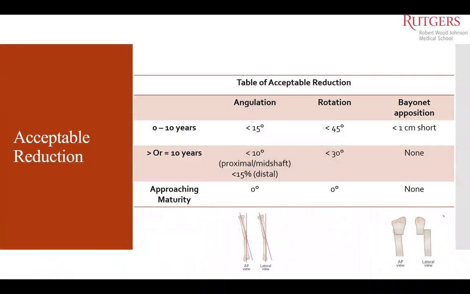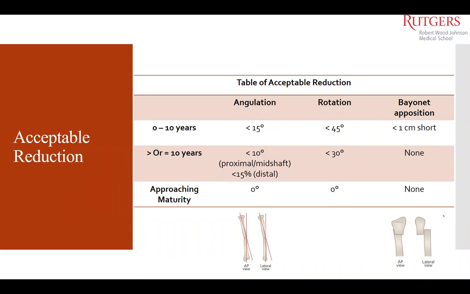So if we're doing non-operative or operative management, we have acceptable reduction guidelines. These guidelines are commonly attributed to Noonan and Price. They're well accepted across pediatric orthopedic surgeons. For 0 to 10 years, you have a lot of remodeling potential, so you can accept greater degrees of angulation, rotation, and bayonet apposition. So for angulation, we accept less than 15 degrees, rotation less than 45 degrees, and bayonet apposition less than 1 centimeter shortening.